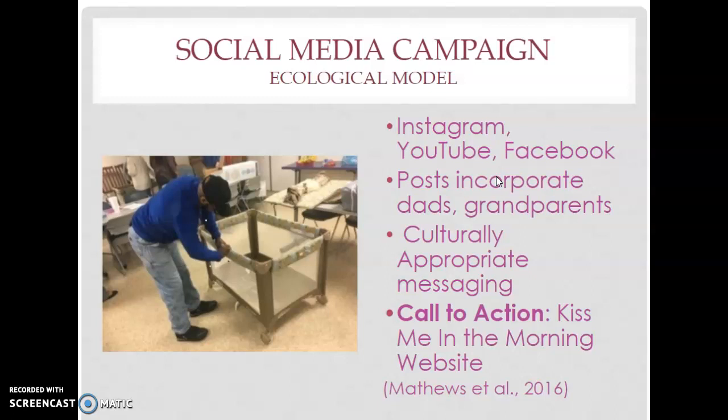The primary call to action is directing viewers to the Kiss Me in the Morning website. On this website, they will be able to access culturally appropriate information on the Kiss Me in the Morning peer support program, community resources for free cribs, and information on safe sleep, which includes bed sharing.